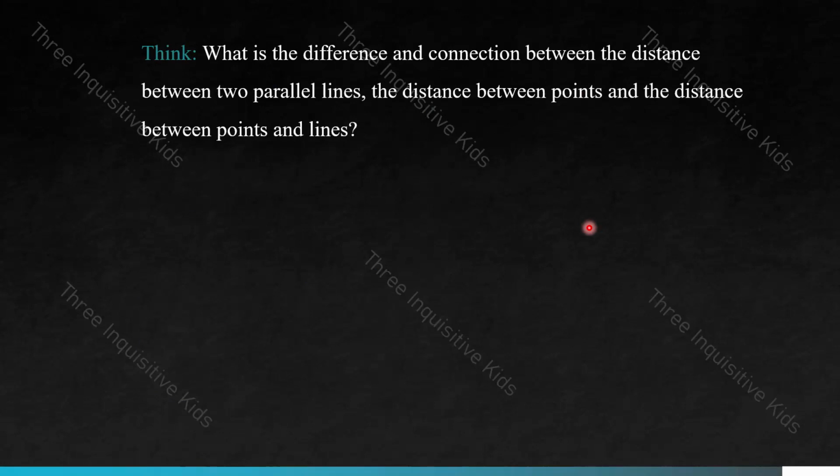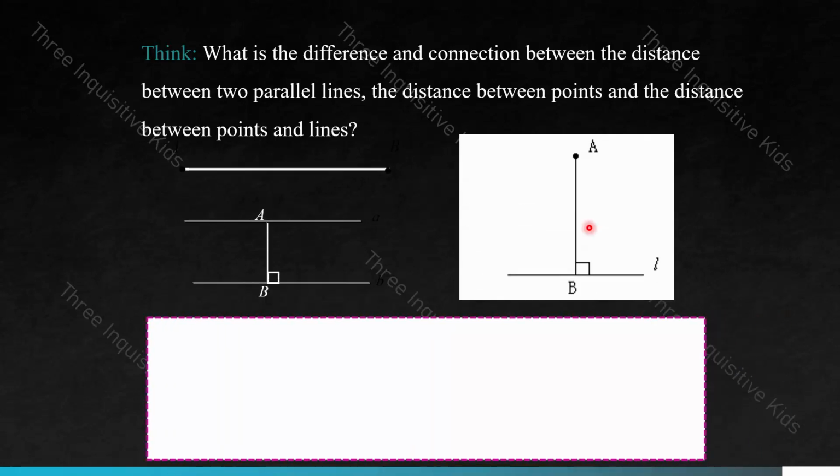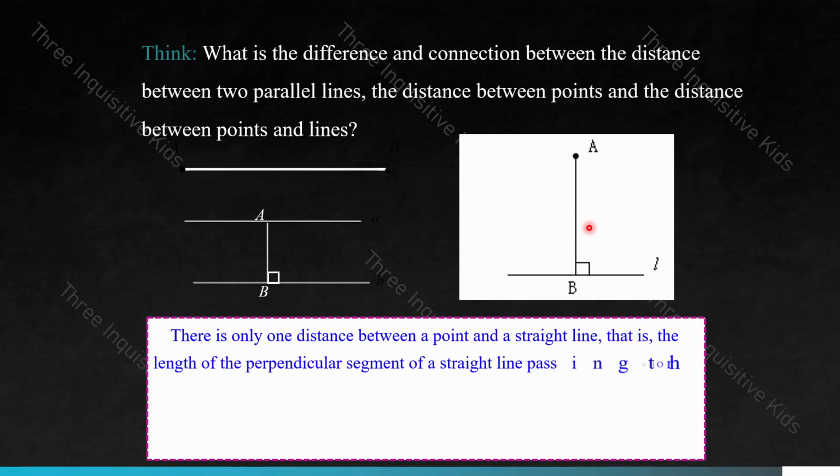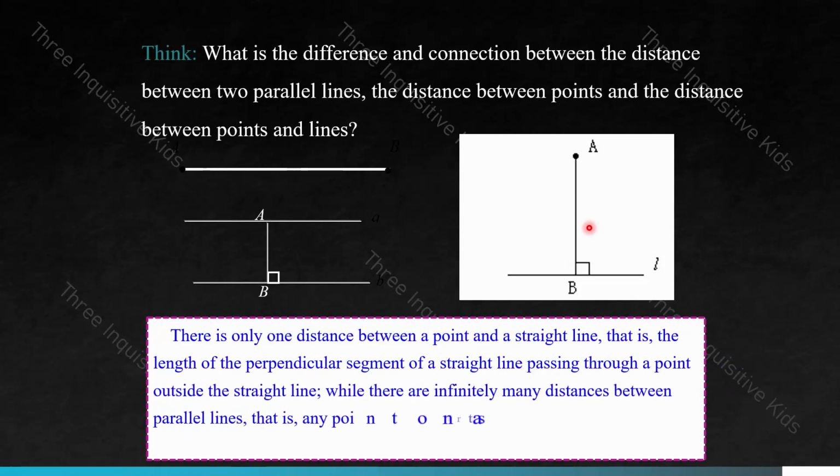What is the difference and connection between the distance between two parallel lines, the distance between points, and the distance between points and lines? Well, here we have a figure. There is only one distance between a point and a straight line. That is the length of the perpendicular segment of a straight line passing through a point outside the straight line. While there are infinitely many distances between parallel lines. That is, any point on a straight line can obtain the distance between two parallel lines. What it's saying is, between one point and a straight line, there's only one line segment. But between two lines, there are infinitely many pairs of points that you can select from.